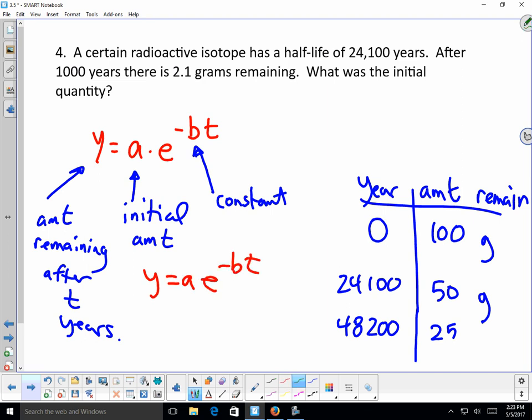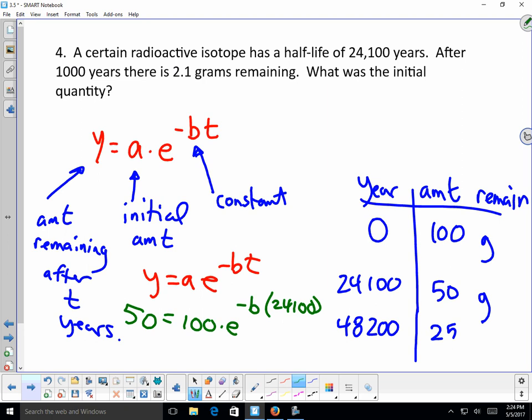Let's make up an initial amount. Let's just say 100 grams, like we were saying. A e to the negative bt. And if I plug in the half-life number of years of 24,100, then how much will be remaining? If the initial amount was 100 grams, after 24,100 years, how much is going to be the amount remaining? 50. So I'm going to plug 50 in right here.